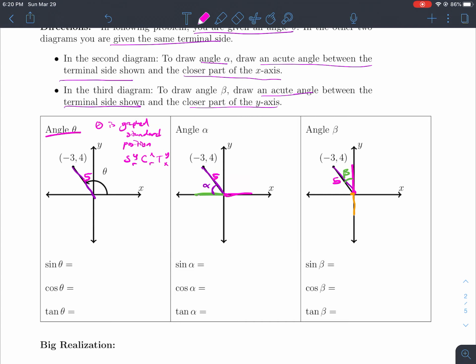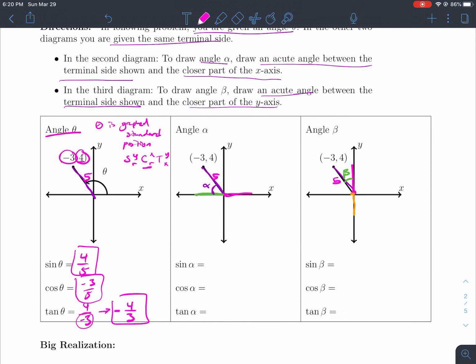So sine here is going to be y over r. Cosine here is going to be x over r. Tangent here is going to be y over x. Now we usually rewrite this. A positive divided by a negative will make the whole thing a negative number. So we usually don't leave negatives on the bottom of fractions.